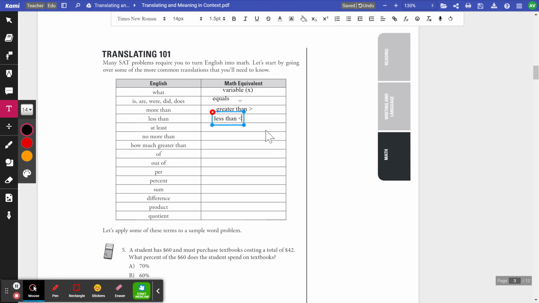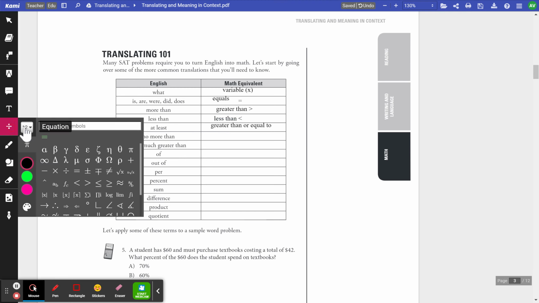Now, the word at least, that is greater than or equal to. And we're going to put that math symbol over here. Greater than or equal to. That's what that looks like.